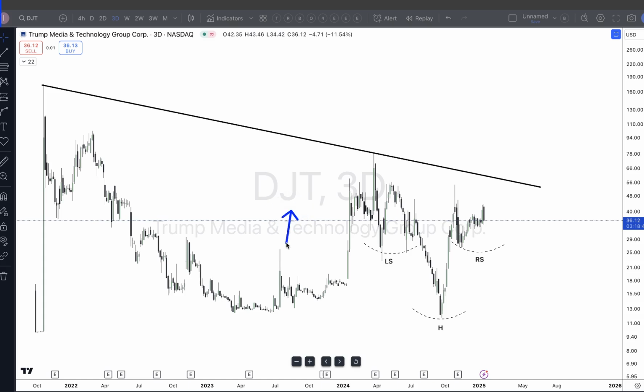Let's talk a little bit about DJT, Trump Media and Technology. Where are we? If you can see that, here we go. We're on the 3-day time frame. I did that so we can squeeze in the entire history, even though there is not much history. It looks like this goes back to late 2021 when it started.